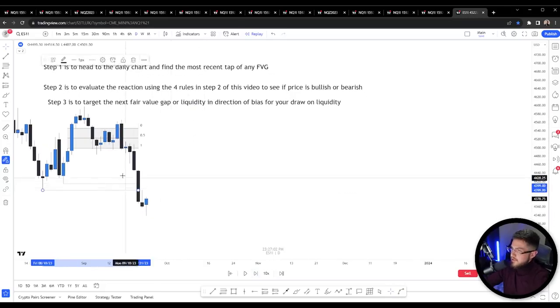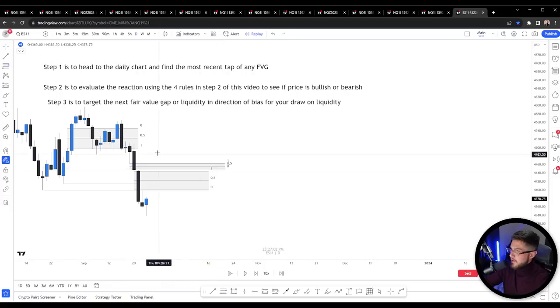So the market pops up. The market's now created another couple fair value gaps, so you're going to map these out. Now, I want to be clear that you don't have to map all of this out on your chart. You don't have to have a bunch of fib tools all the time while you're trading. This is just for the sake of education.